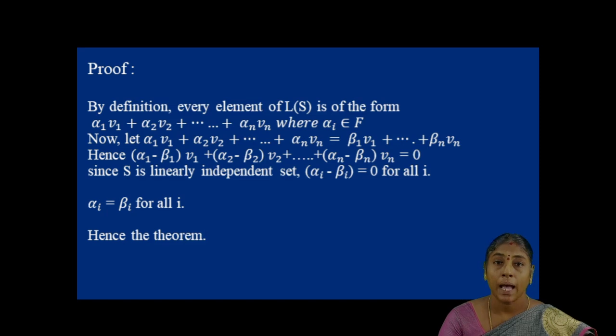So, we get alpha i equal to beta i for all values of i, which implies every linear combination can be expressed in a unique manner in the span of a set of vectors of the vector space V. So, the theorem is proved here. That is, every element in L of S can be uniquely represented as a linear combination of vectors.